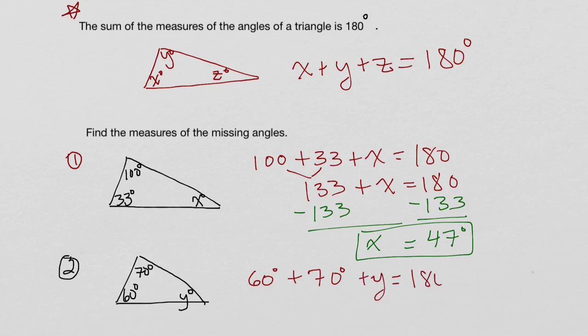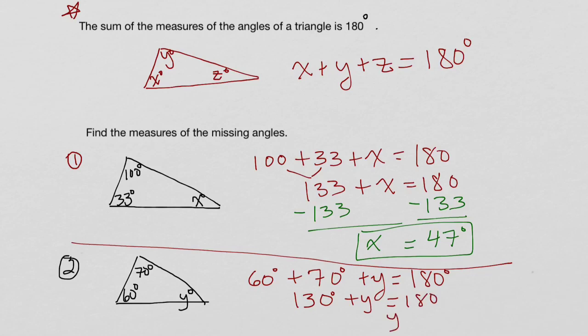So hopefully you figured out that you have to add the three together to get 180. So that's 130 plus y equals 180. And then you can know that y must equal 50 degrees.